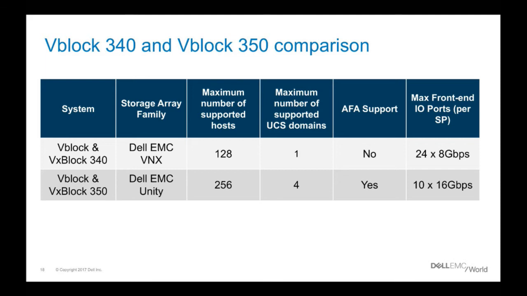Now on the SAN front, from the fabric perspective, the 340 only supported 8 gig fiber channel infrastructure. On the 350, we've increased that to a 16 gigabit fabric. So you get the benefit of that additional throughput.